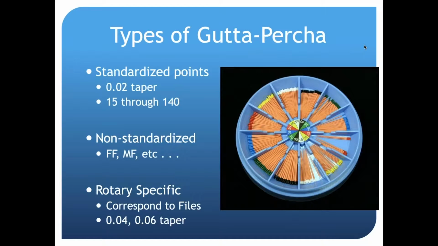It's normally standardized into points. We did an 02 taper from a 15 through 140 for your ISO. There are some non-standard ones like fine, medium fine. And then some rotary systems have specific gutta percha that corresponds to a file, so maybe like an 04 and 06 taper. If you're using a system like that, you may need to use the gutta percha that comes with it.